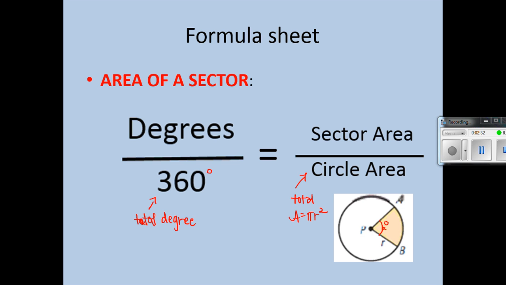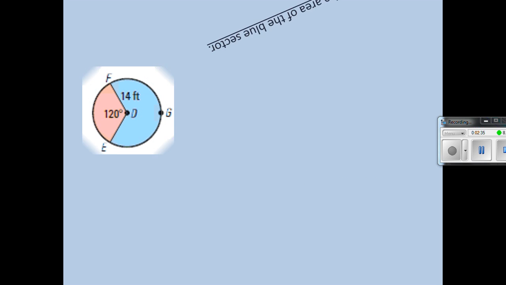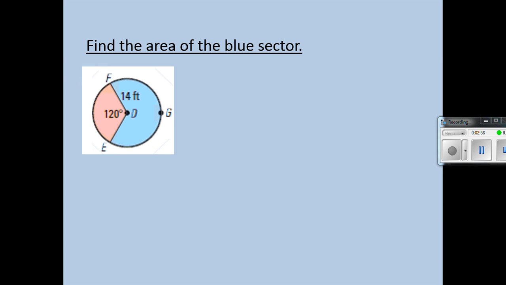So let's go ahead and find the area of the blue sector. Okay, so what I want is the area of this part. Okay, so what you should do is you should fill that in. You should draw a circle and fill this part in. I don't want to go over that 14 because I'm going to need that. But I don't want the pink area. I want the blue area.